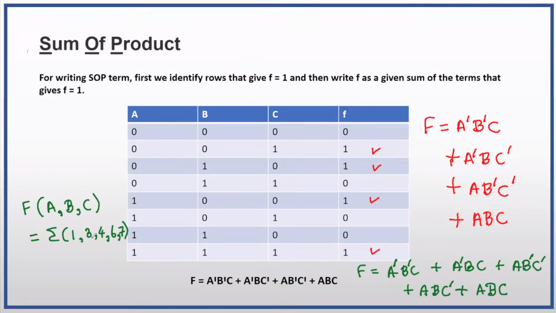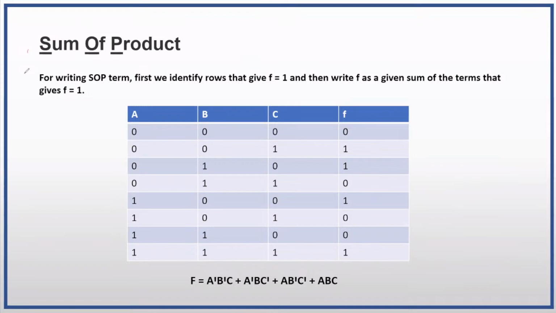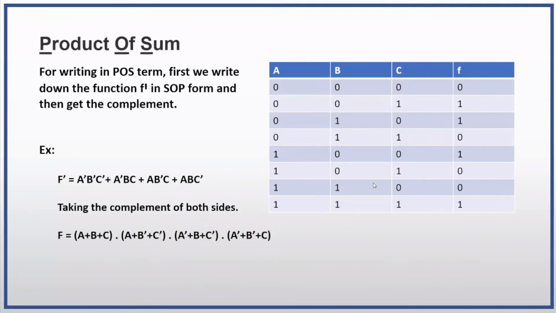Okay. So in the next part, you can have the product of sum. This can be done in two methods. For both methods, you have to select the zeros to get the product of sum.